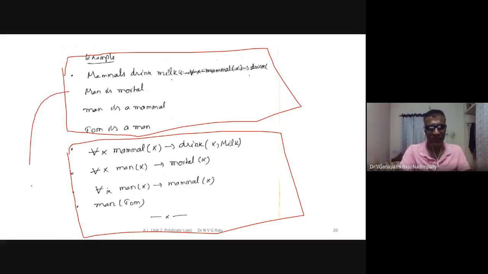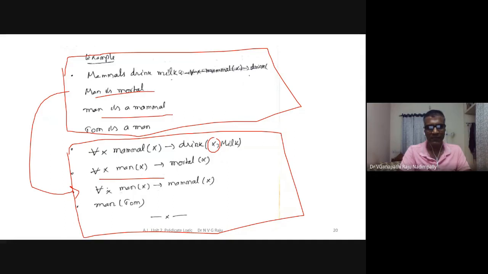You can represent them as first order logic in this way. Mammals. Here there is nothing specific. For all x, mammal of x drinks milk. Here x can be any variable. Man is a mortal: for all x, man of x is a mortal.